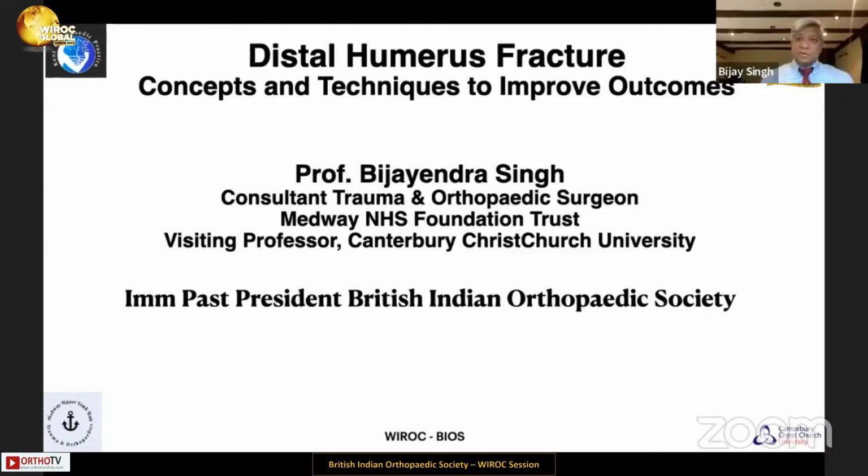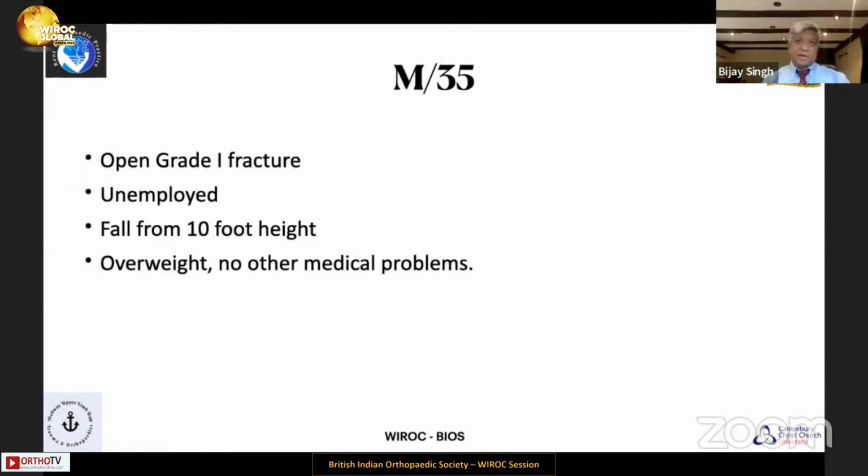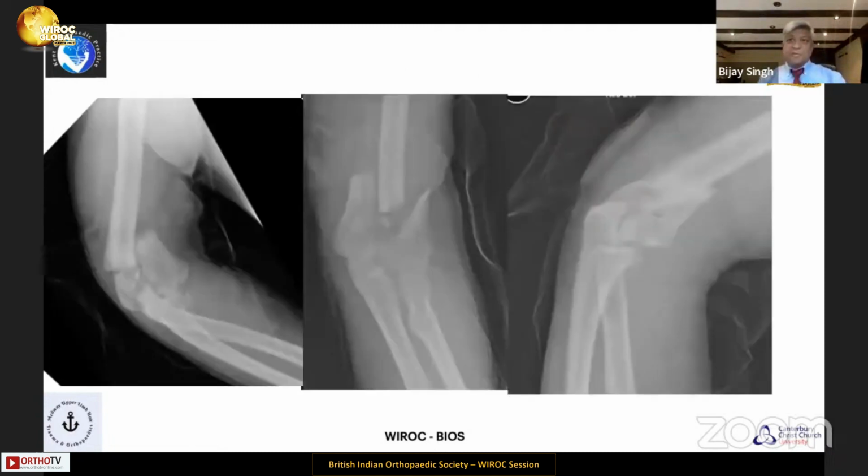Thoughts on distal humerus fractures and my take on this. So I'm just going to start with showing you an example of a 35-year-old man who fell from a 10-foot height and had an open grade 1 fracture. He was overweight, but had no other medical problems. So these are the type of injuries that I'm talking about.